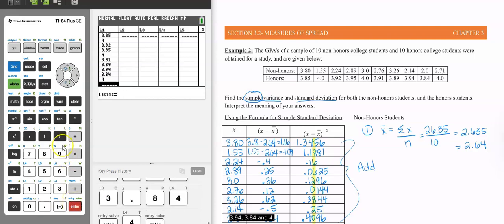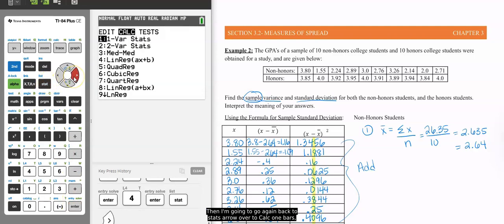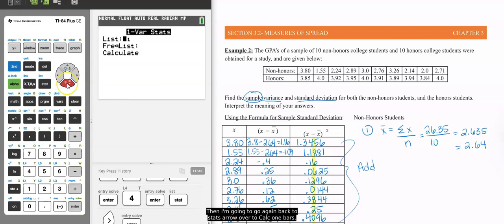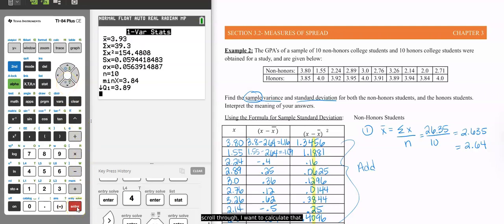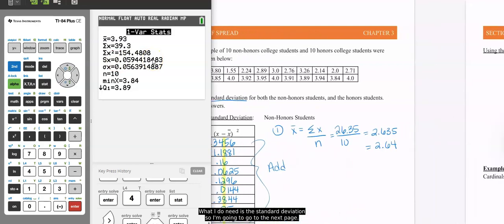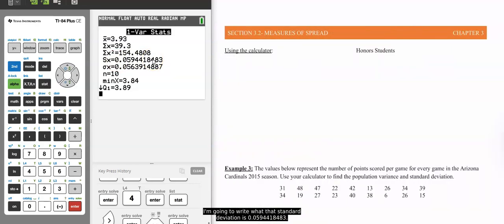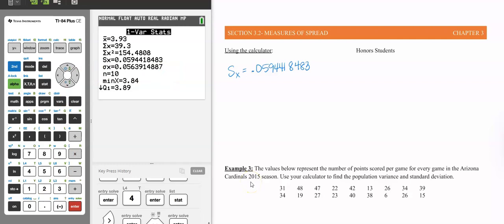Okay. So then I'm going to go again back to stat, arrow over to calc, my 1-Var stats, scroll through. I want to calculate that. And so again, it tells me the mean, which I don't really need in this case. What I do need is the standard deviation. So I'm going to go to the next page and write what that standard deviation is, 0.0594418483. Okay. So I have my standard deviation. So s would be roughly 0.06.